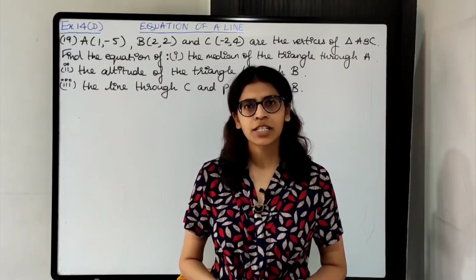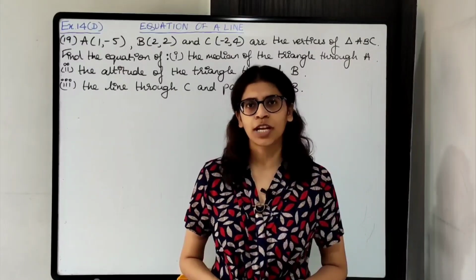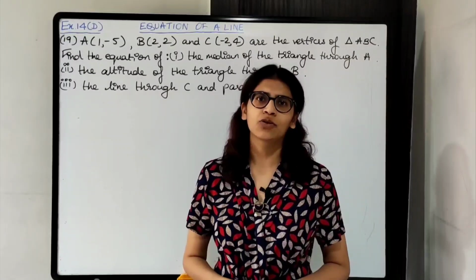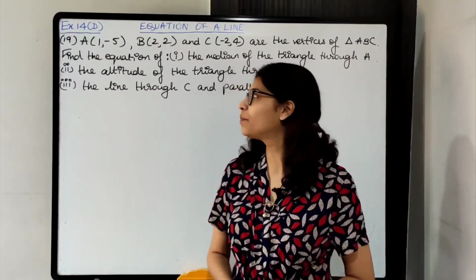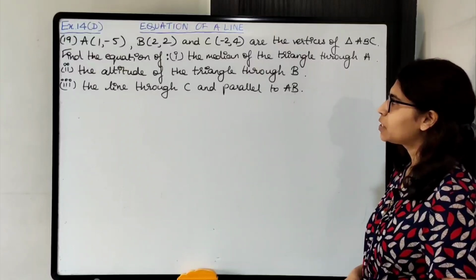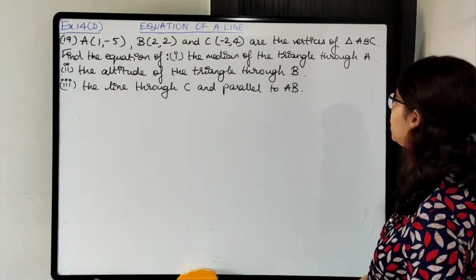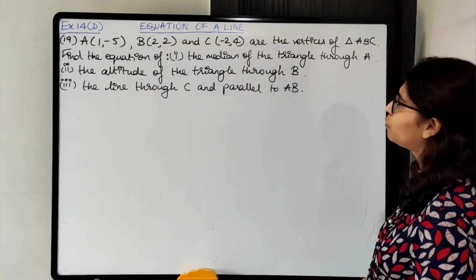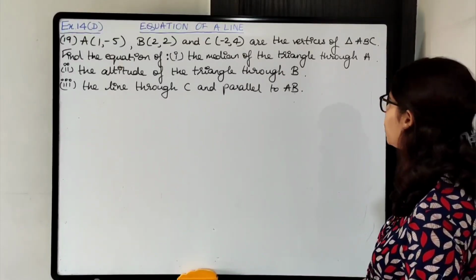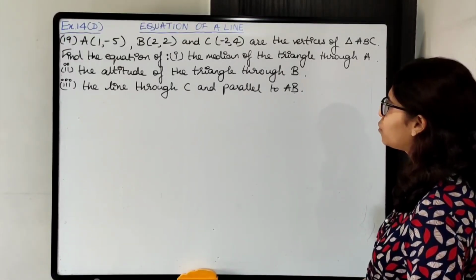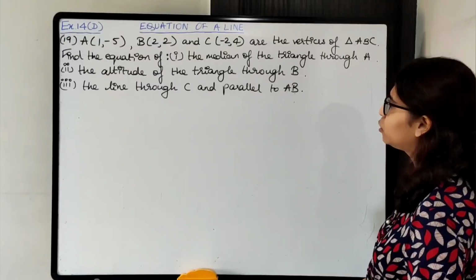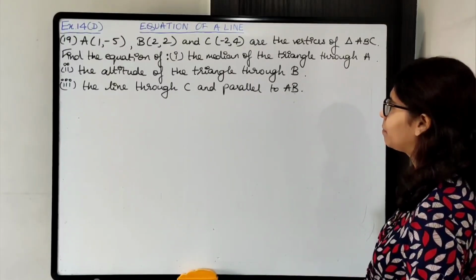In this video, we'll continue with exercise 14D from chapter Equation of a Line. So starting with question number 19. A(1, -5), B(2, 2) and C(-2, 4) are the vertices of triangle ABC. Find the equation of: first part, the median of the triangle through A; second part, the altitude of the triangle through B; third part, the line through C and parallel to AB.